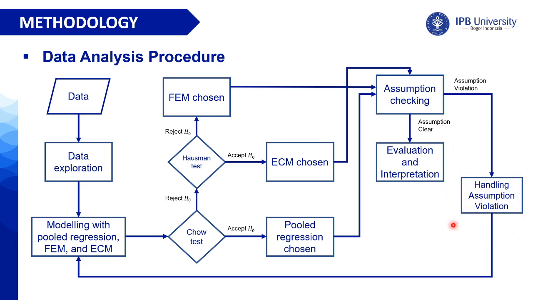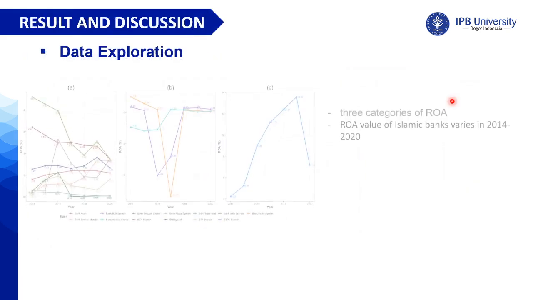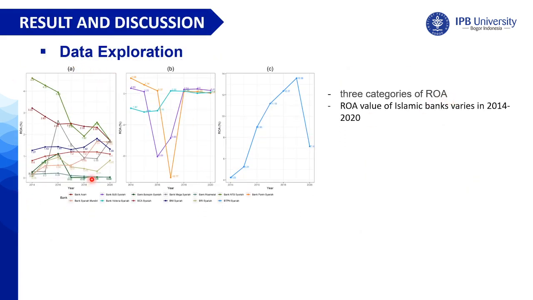And we must go back again with modeling and choose the best model again and assumption checking again. If the assumptions are clear, the last step is evaluation and interpretation. Here is the graph of ROA value. There are three categories of ROA.